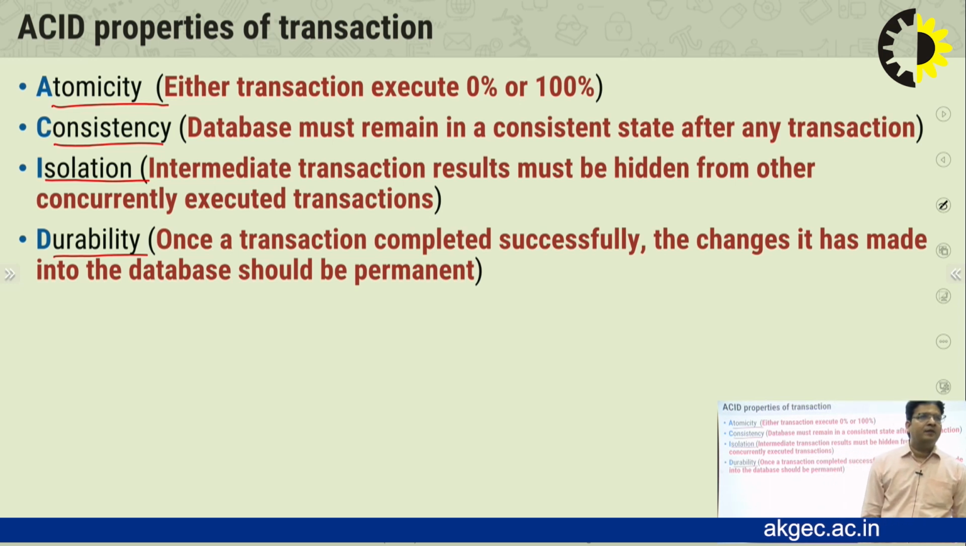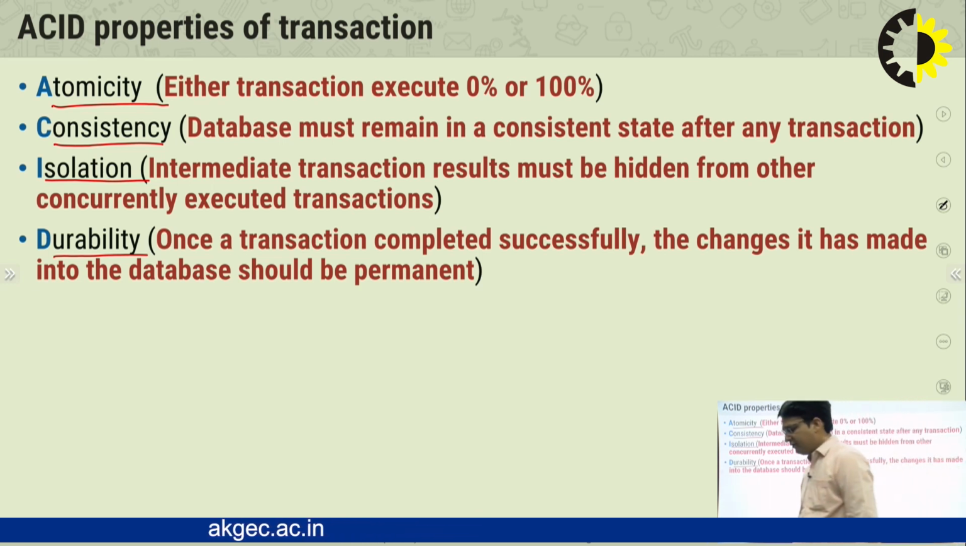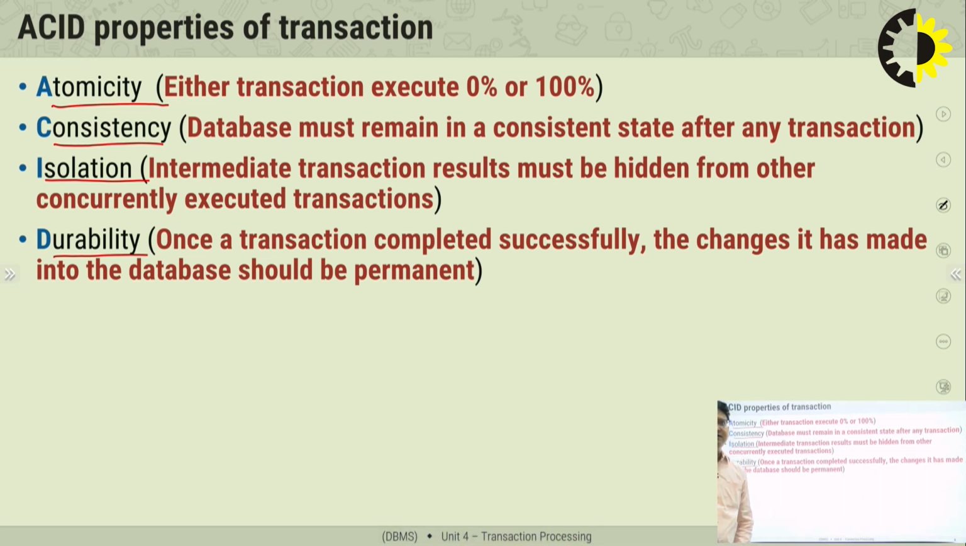The second property is consistency. Consistency means the database must remain in a correct state after the transaction, as it was before the transaction. Before the transaction, the database was in a consistent state, so after the transaction also, the database must be in a consistent state.